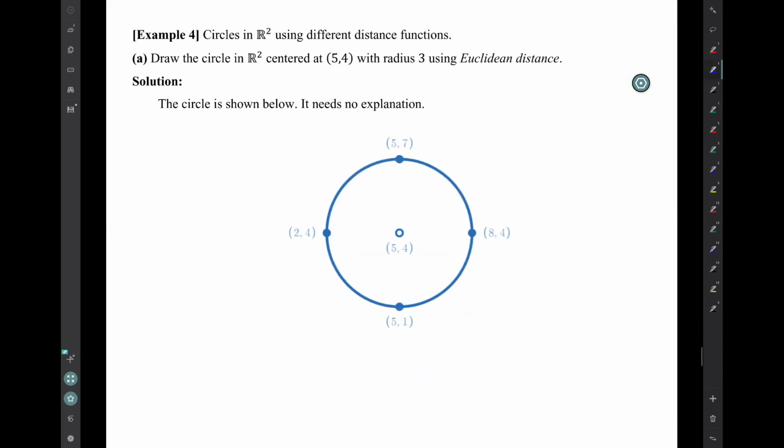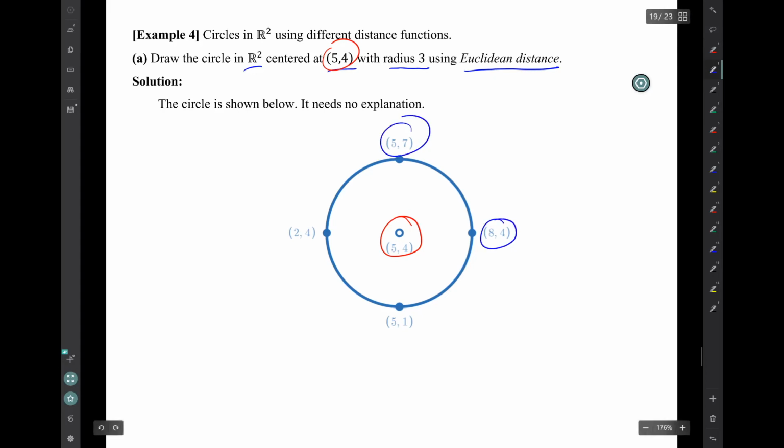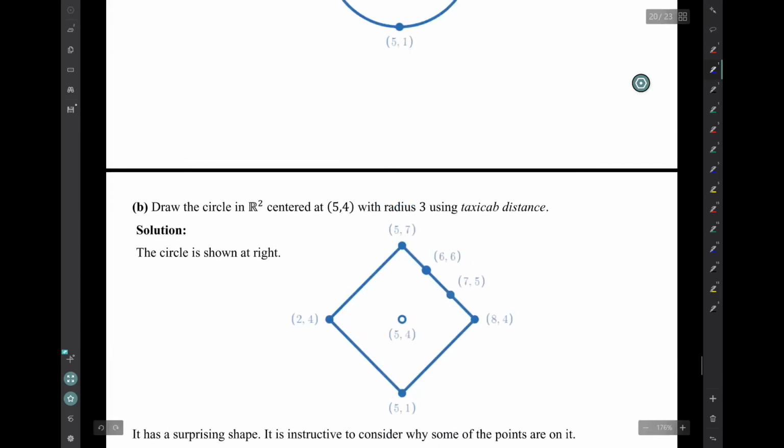So for example, let's consider circles in R2 using different distance functions. Question A, draw the circle in R2 centered at 5, 4 with radius 3 using Euclidean distance. Well, here's the circle. It needs no explanation. That point 5, 4 is here. There's an open circle, meaning that that point is actually not part of the circle. And then there's some obvious points, 8, 4, 5, 7, 2, 4, and 5, 1. So again, that circle needs no explanation.